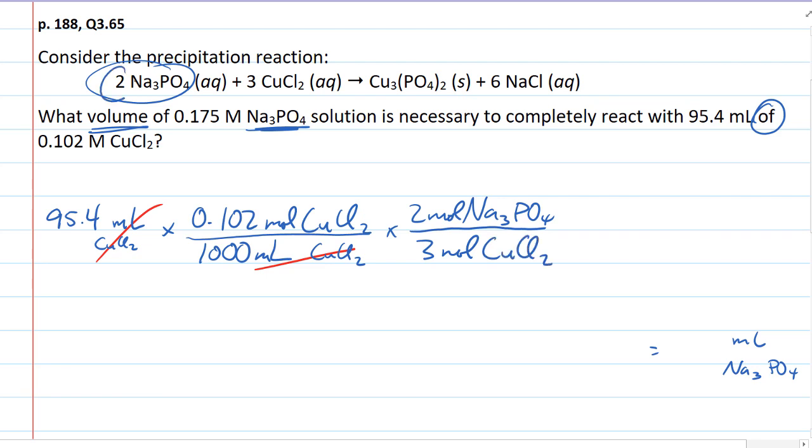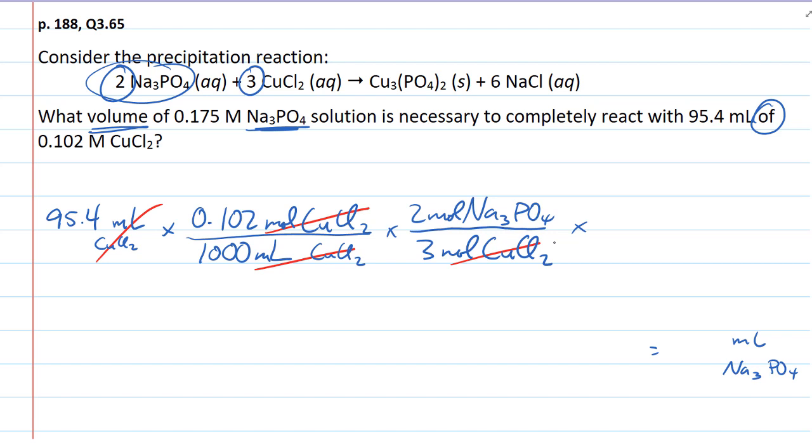Good. And again, those come from the coefficients here in the balanced chemical equation. 3 moles to 2 moles. The units here wind up canceling out. Now at this point we have moles of sodium phosphate. We're trying to get over to milliliters of sodium phosphate. And of course we still have the molarity left to go.